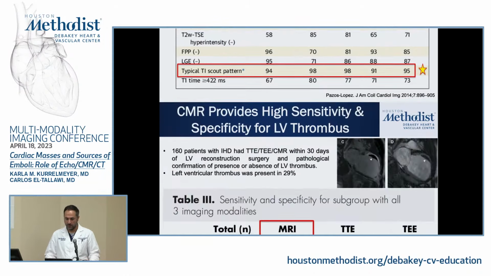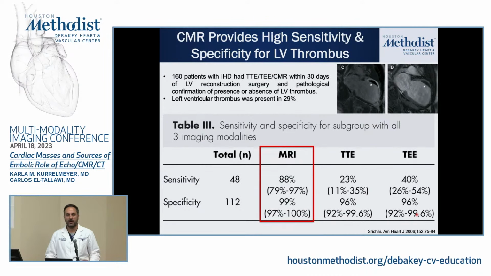So when we compare echo to MRI, when it comes to thrombus, where echo lacks is sensitivity, right? Because if you see a black structure in the LV apex that is akinetic, this is highly specific for a thrombus, right? But sometimes you can have a layered thrombus somewhere on an akinetic segment, whether it's the apex or the inferior wall, that you will miss on echo. So this is where it lacks in the sensitivity.